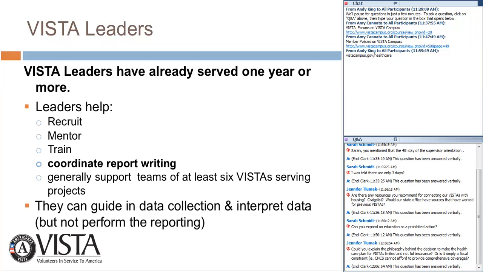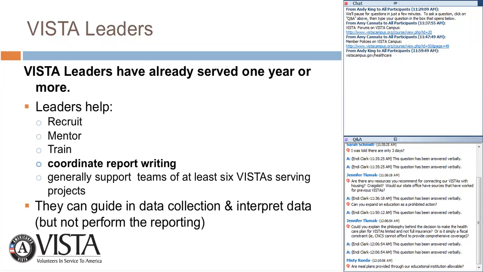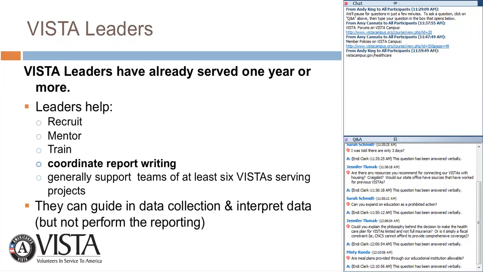All right, so moving on to talk a little bit about VISTA leaders. The VISTA leaders are participants of the VISTA program, and they serve with organizations that have 6 or more VISTA members serving at the organization or within the project. Leaders can help with things like recruitment, mentoring, training, coordinating, and report writing. They cannot do your program reporting, which we're going to talk about in just a few minutes, but they can help with coordinating your reports for VISTA.